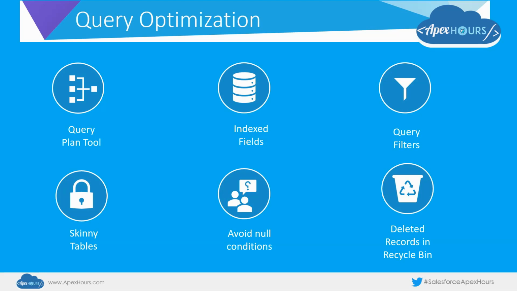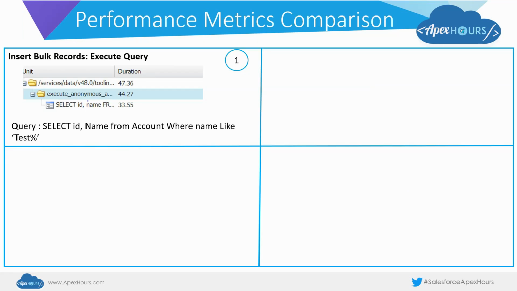So if you have millions of data, contact Salesforce and create a skinny table for your particular object. The last one is on the deleted records in the recycle bin. We have noticed that when we were executing some of the process builders in our system, the performance was really slow, and the reason was that one of our records was getting deleted very frequently through some code operation. How does that affect the performance of your total transaction time? Let us see that with an example.